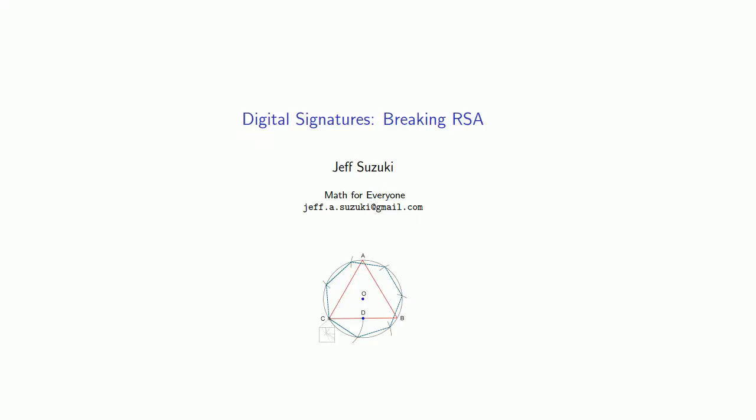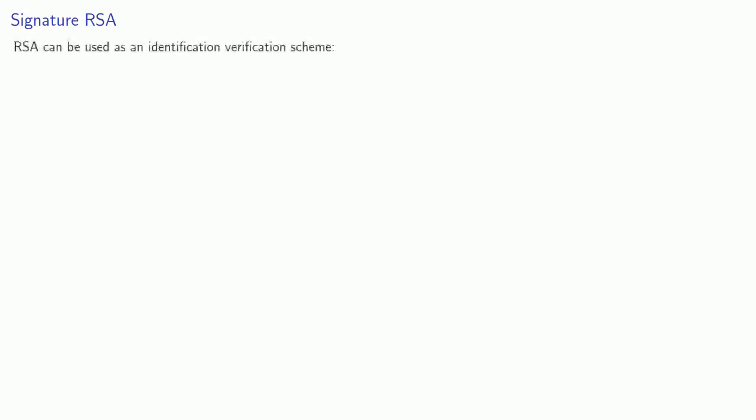So we could use RSA to verify someone's identity. Could we use RSA as a way of digitally signing documents? The answer is no. So remember, RSA can be used as an identification verification scheme.